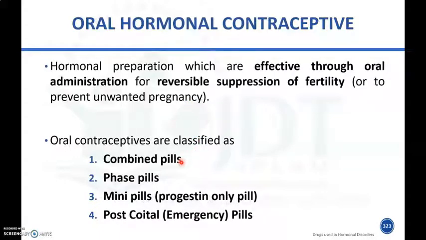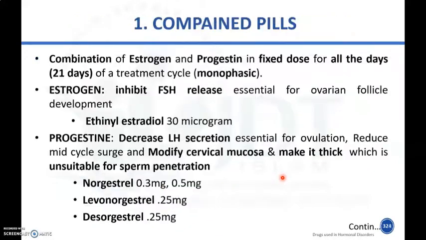And there are four types of oral contraceptive pills. First one is the combined pill, then phased pills, mini pills or progestin-only pills, and the postcoital pill or emergency pill. Let's discuss one by one. First one is the combined pill.